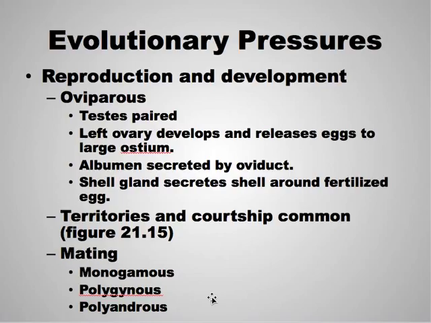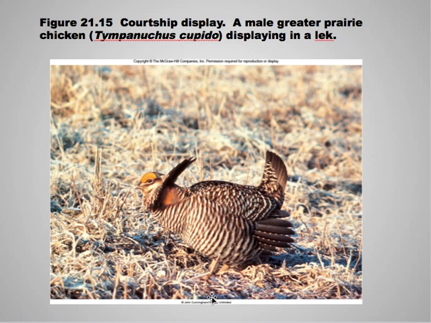Territories in courtship are very common. It's very common for birds to guard a territory. It's very common for males to compete for females. Mating is diverse. Some species are monogamous, some polygynous, and even a couple polyandrous species. In this case, prairie chickens actually all display on a lek, where many males all congregate in a common lek for the population and compete for females.